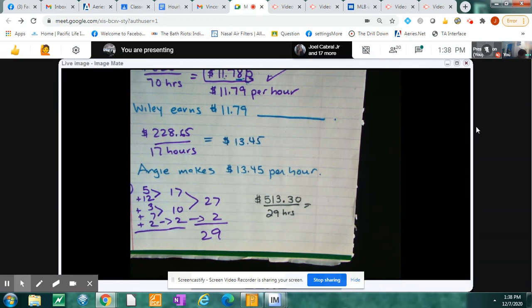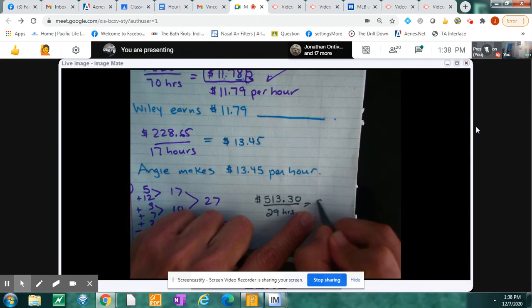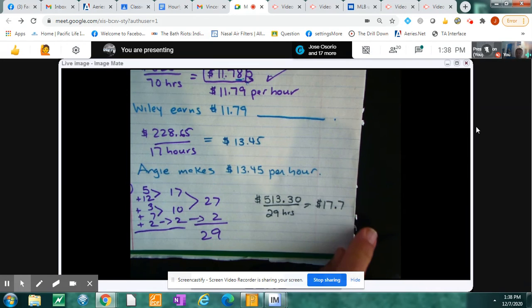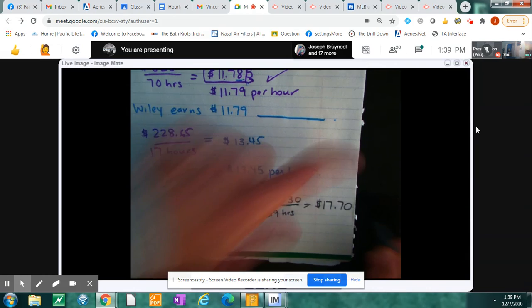$513.30 divided by 29 is 17.7. And remember, it's a 0.7. There's no such thing. You have to add a 0, because then that's 70.